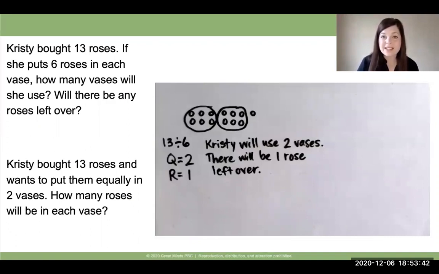Maybe you said that in the first story, we didn't know the number of vases, and in the second story, we didn't know how many roses went in each vase. Or maybe you said that in the first story, we were finding the number of groups, and in the second story, we were finding the size of the groups.